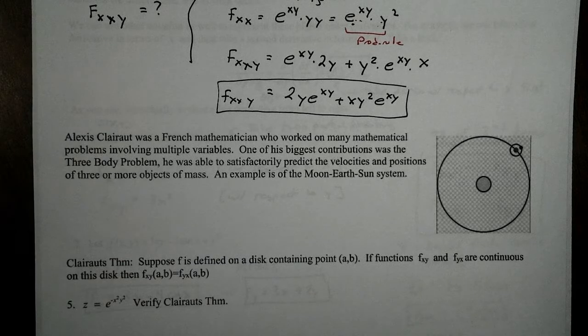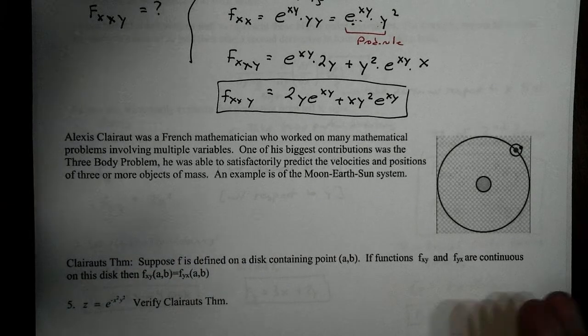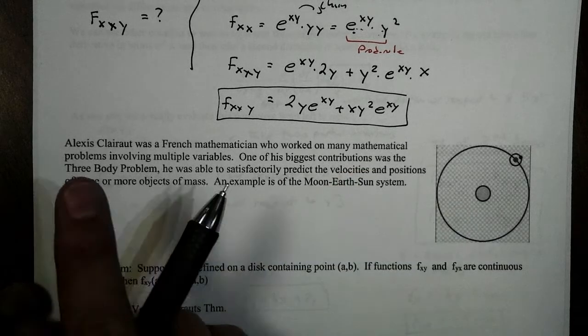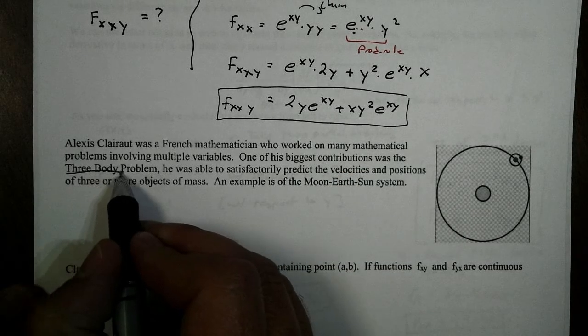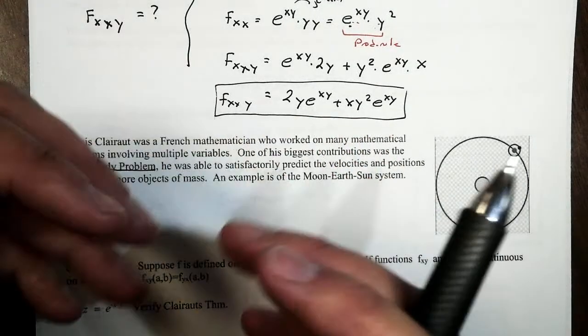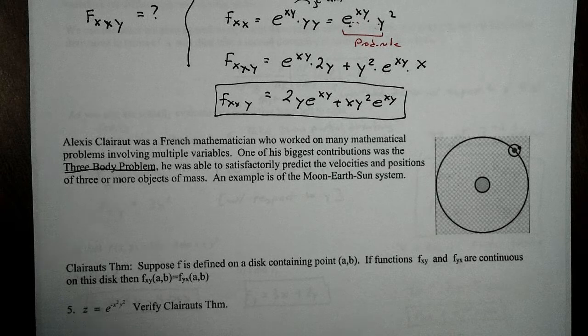He was a French mathematician. Now, he worked on multiple variable problems. And one of the biggest contributions he made was what's called the three-body problem. If you look that up, it's a really cool way to look at it. It's basically how do three objects gravitationally affect each other.